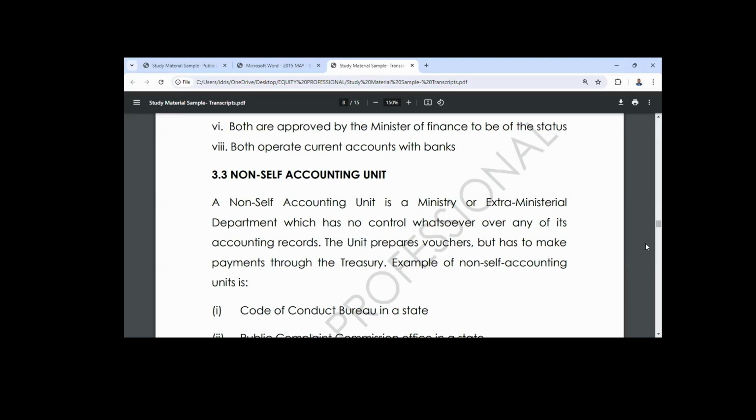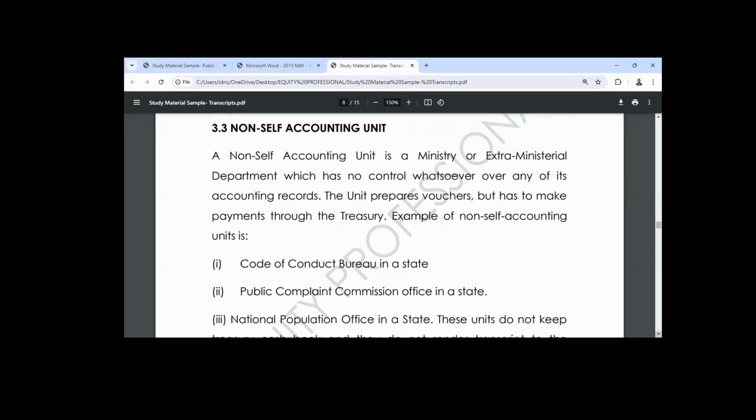They always prepare vouchers. They don't have a full accounting department. They don't have an internal audit unit. What would they do? They maintain their payment vouchers. At the end of the month, they will submit their payment vouchers to their head office. It is the head office that will prepare their transcript.